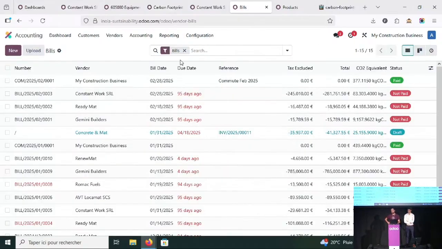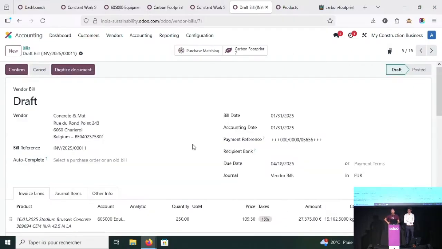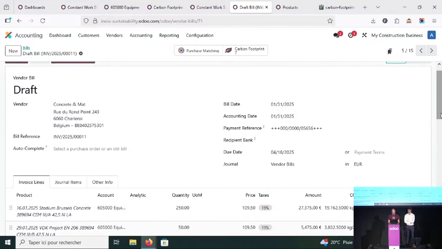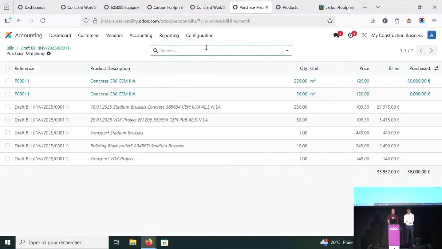If I go to my bills, using even the electronic invoicing, I get the bills from my vendors. Here, concrete and mortar, just received a few seconds ago. Well, Odoo tells me there is a potential purchase matching. So I got some receipt from them. I can have a look and see that a purchase order has been managed recently, and I can link the purchase order with this bill. So let's have a look.